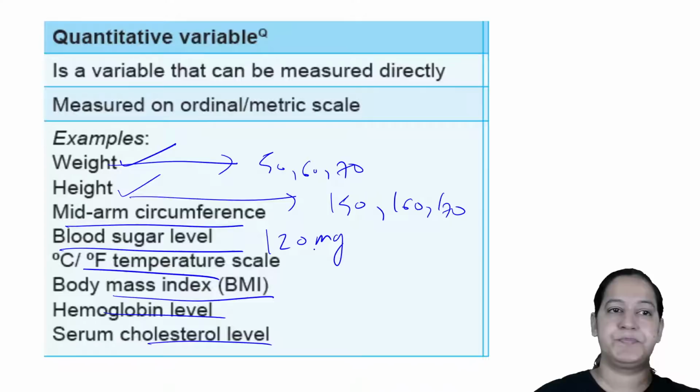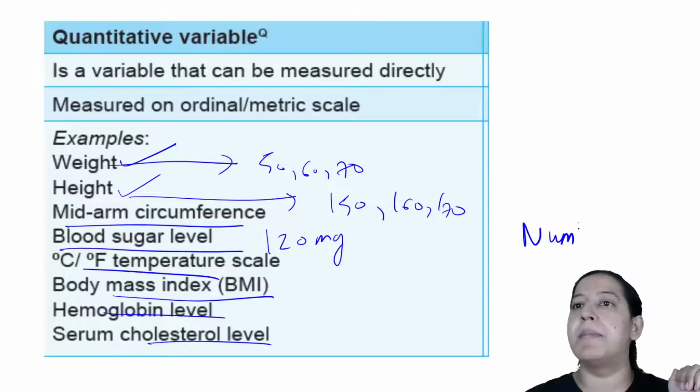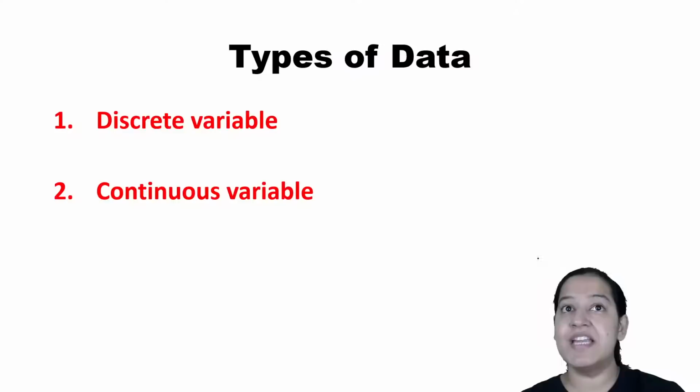So what is your cholesterol level? These are the examples which we measure in numbers. So that is the quantitative data. So we have two types of data. That was the first classification.